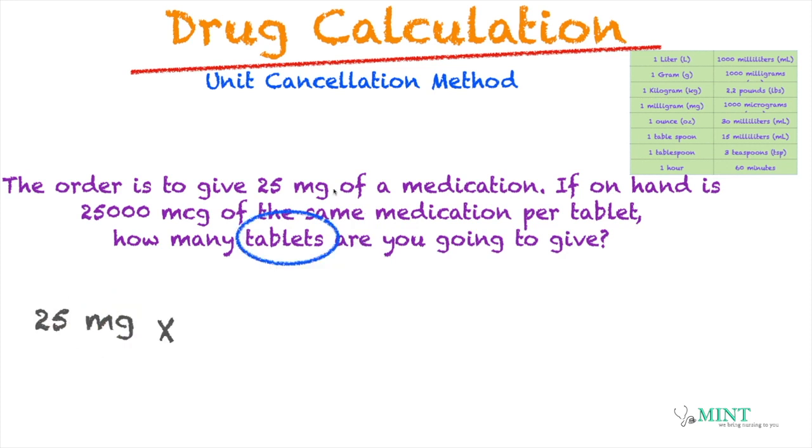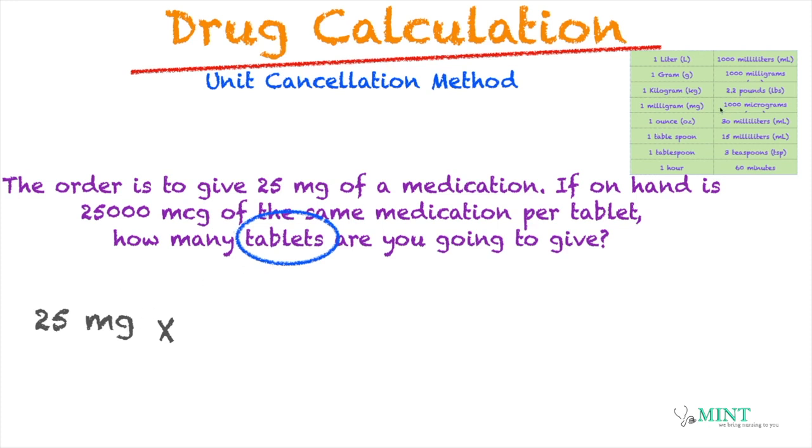Now, we have two different units here. We have milligram and we have microgram. Now, you have two options here. You can either convert the 25 milligrams to micrograms, or you can convert the 25,000 micrograms to milligrams. Whatever you decide to do, it's going to give you the same answer. So for this problem, I choose to convert milligrams to micrograms.